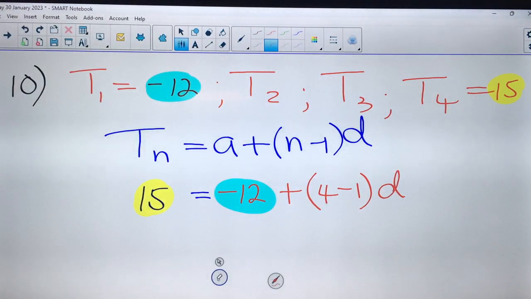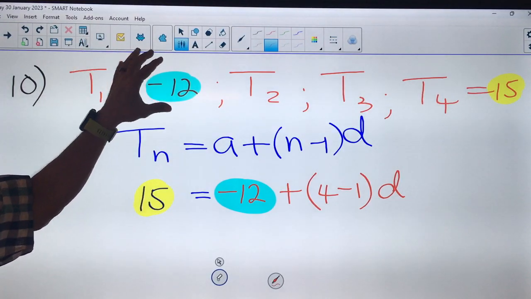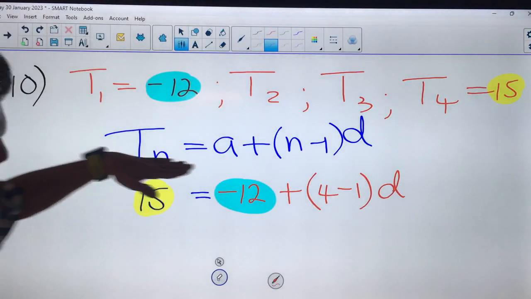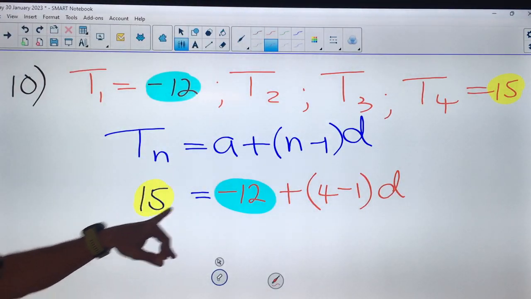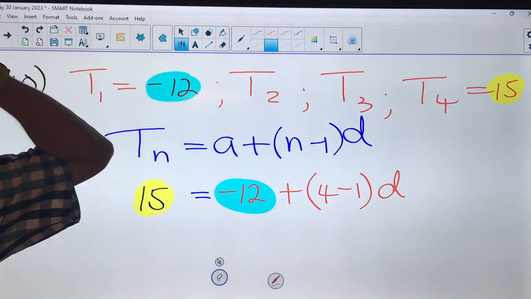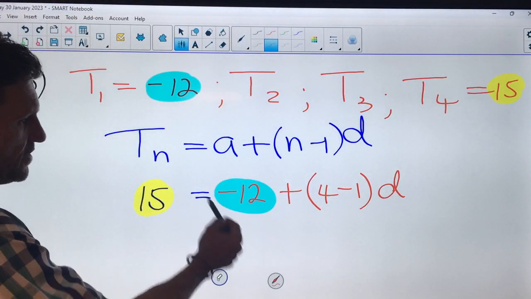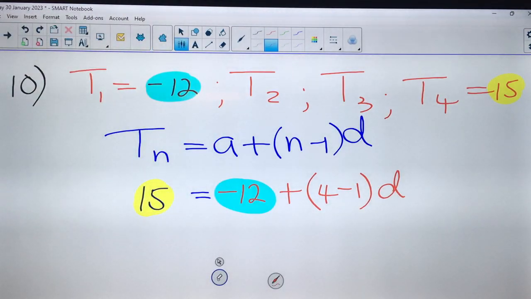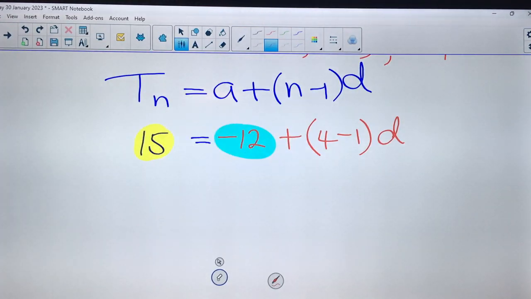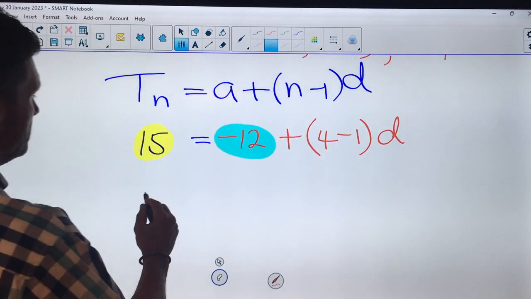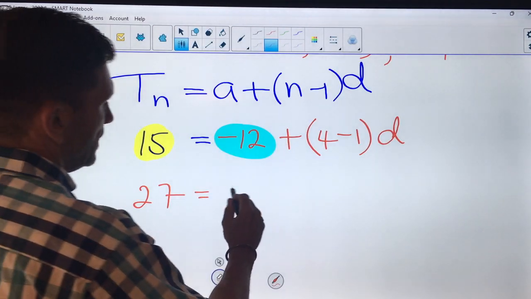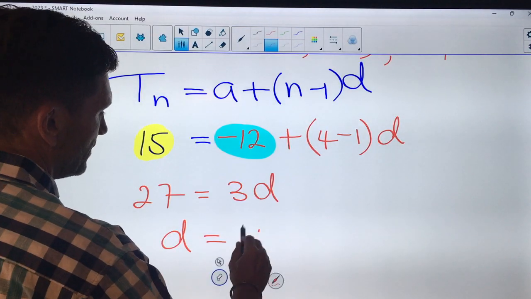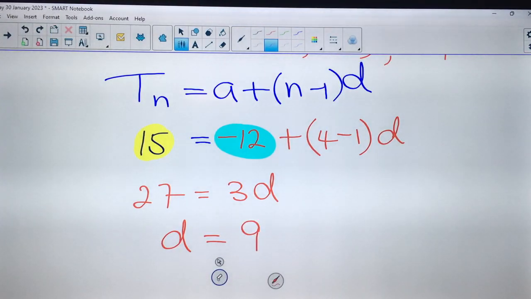So what are we doing here? We're using two known things. We're using the fact that we know the first term and we know the fourth term. And then I used this formula where Tn is 15, first term. Tn is always the last term, the one at the end. The first term is minus 12, and the only unknown there is d. So if I bring that across, it becomes positive, and that will give us 27, and on this side we'll have 3d. So to get the value of d, we divide by that, and that gives us a d value of 9.